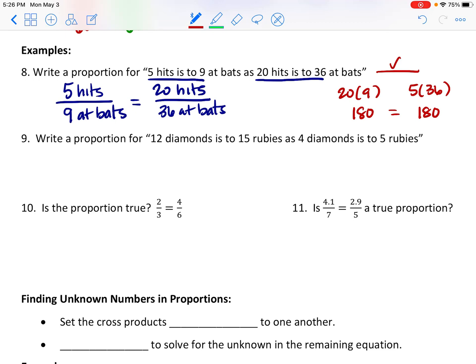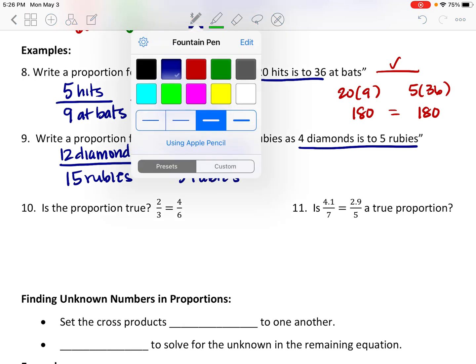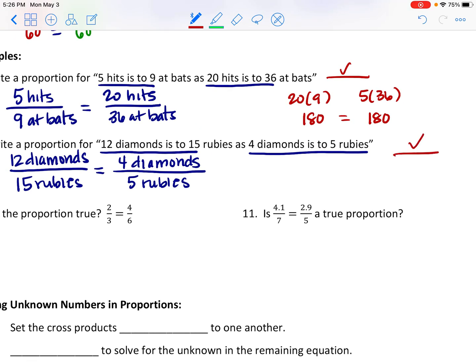Okay, so similar then for number 9, we're writing a proportion for 12 diamonds. 12 diamonds is to 5 rubies. So 5 rubies. So 12 is to 5 as 4 is to 15, sorry, as 4 is to 15. So 4 diamonds and 15 rubies. And if this is a proportion, then these cross products should be equal. So let me just do a little check here. 4 times 15 should equal 12 times 5. And 4 times 15 is 60. 12 times 5 is 60. Since those are the same, we're good. We've got a true proportion.